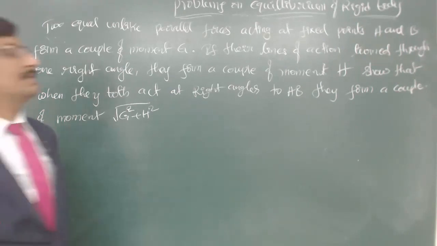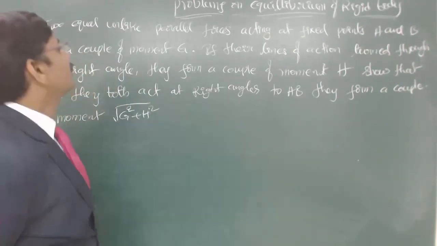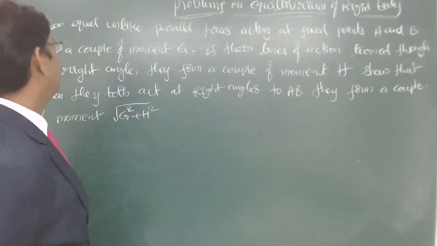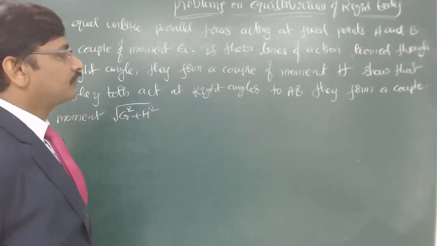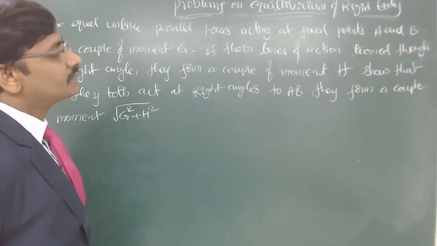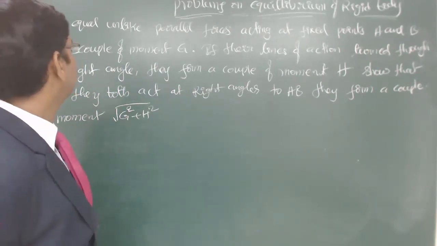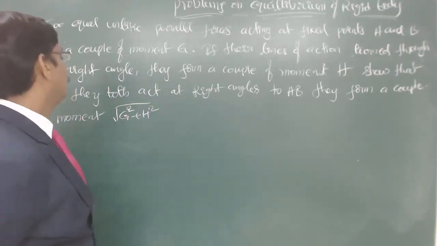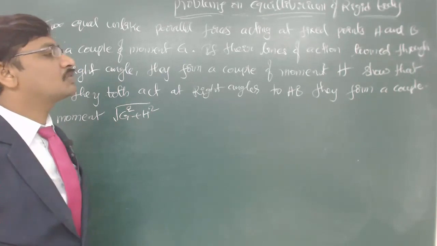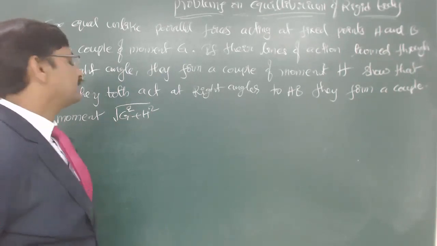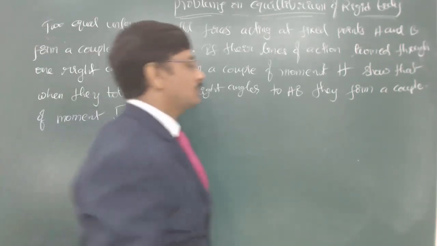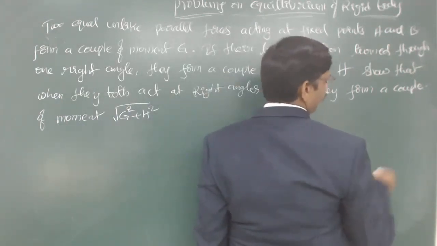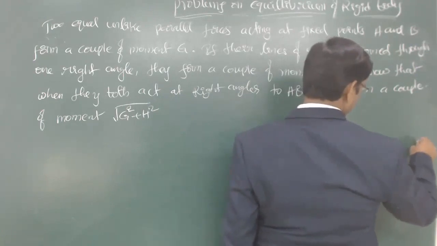Okay, so let me solve this. Two equal unlike parallel forces acting at fixed points A and B form a couple of moment G. If their lines of action turn through a right angle, they form a couple of moment H. Show that when they both act at right angles to AB, they form a couple of moment square root of G square plus H square. So suppose let us say this is point A and this is point B.